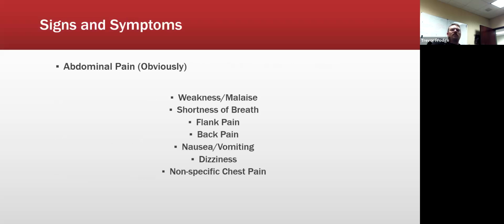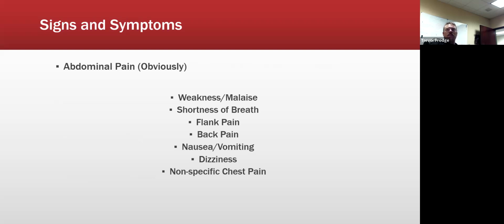So the signs and symptoms of abdominal pain is, well, pain itself, obviously, right? That's usually what we get called for. People typically don't call us because they want to see us, although that does occur infrequently. But we get called for belly pain. There are also some other signs and symptoms that we might be called for that are a result of abdominal pain or a result of acute abdominal issues.